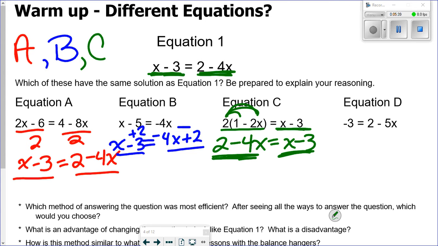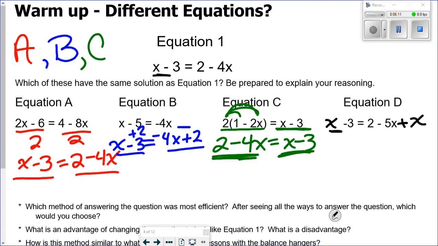Last but not least, let's check out equation D. When I look at equation D and compare it with equation 1, I notice that on the left-hand side of D, the x is missing. So I know if I want to add in an x over here, I have to balance my equation, just like my hanger models, and add in an x on the right-hand side as well. So when doing so, let's see what happens.